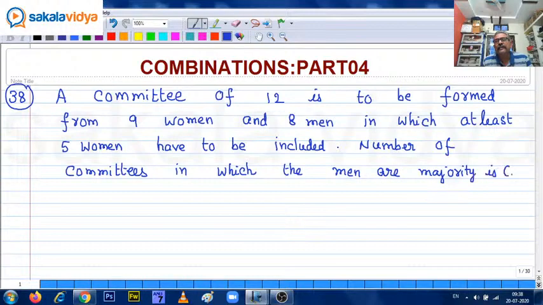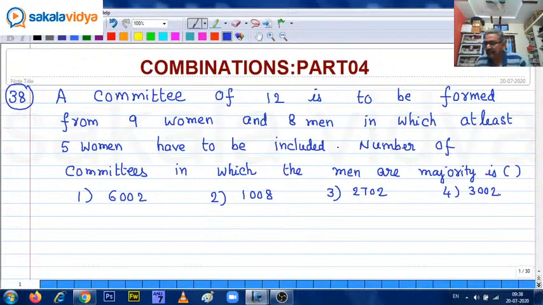These keywords are very important. First option 6002, second option 1008, third option 2072, fourth option 3002. Okay.